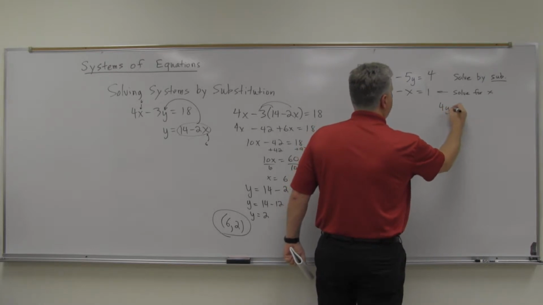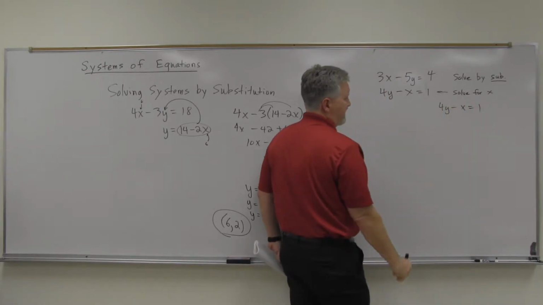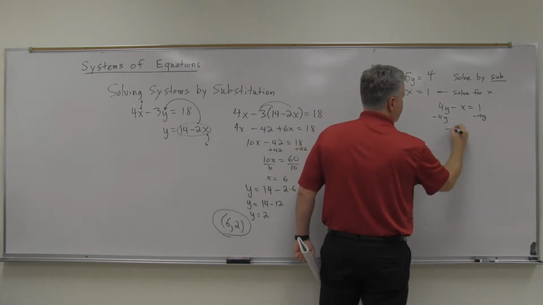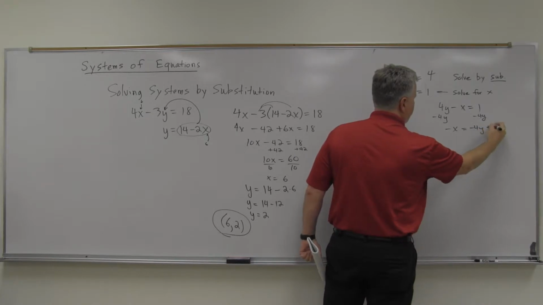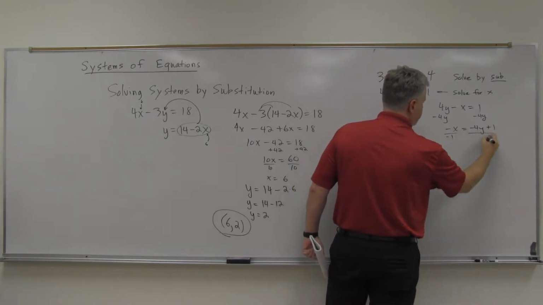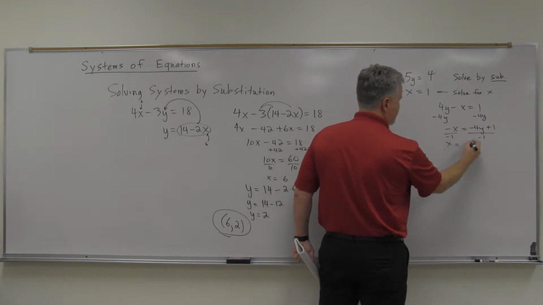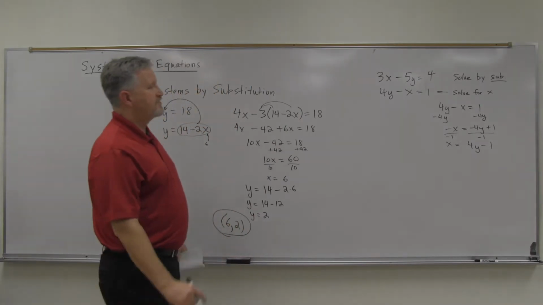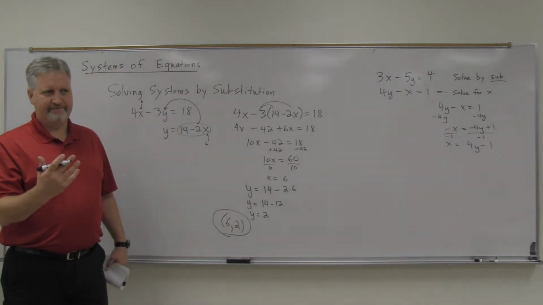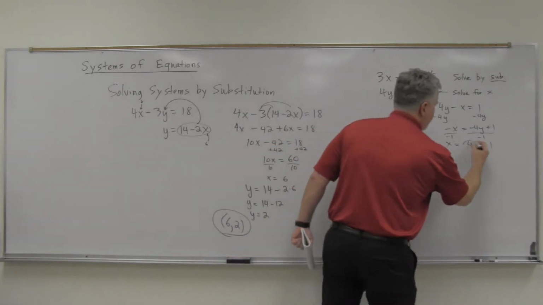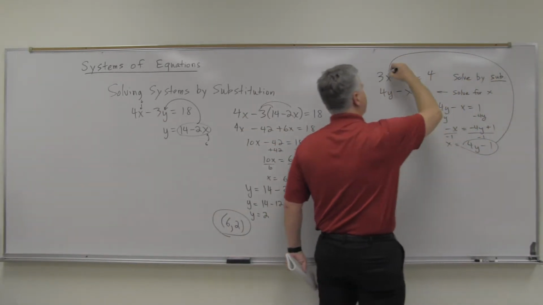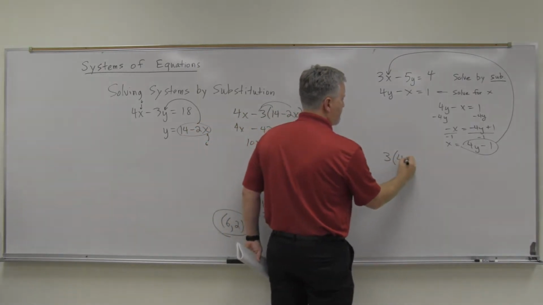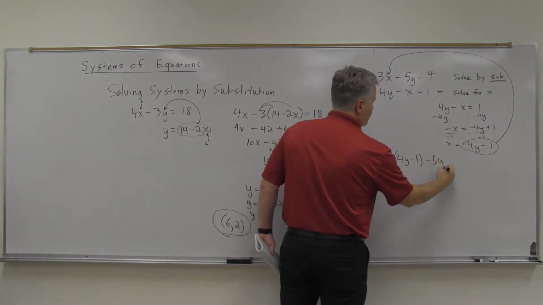So I've got 4y minus x equals 1. I'm going to solve that for x. However you want to do it, I can subtract the 4y, minus x equals negative 4y plus 1. Then divide by negative 1, I've got x equals 4y minus 1, right? So now I've got it where I can substitute. Substitute that now for x. Take this back in the first equation, plug that in for the x. So that would be 3 times 4y minus 1 minus 5y equals 14.